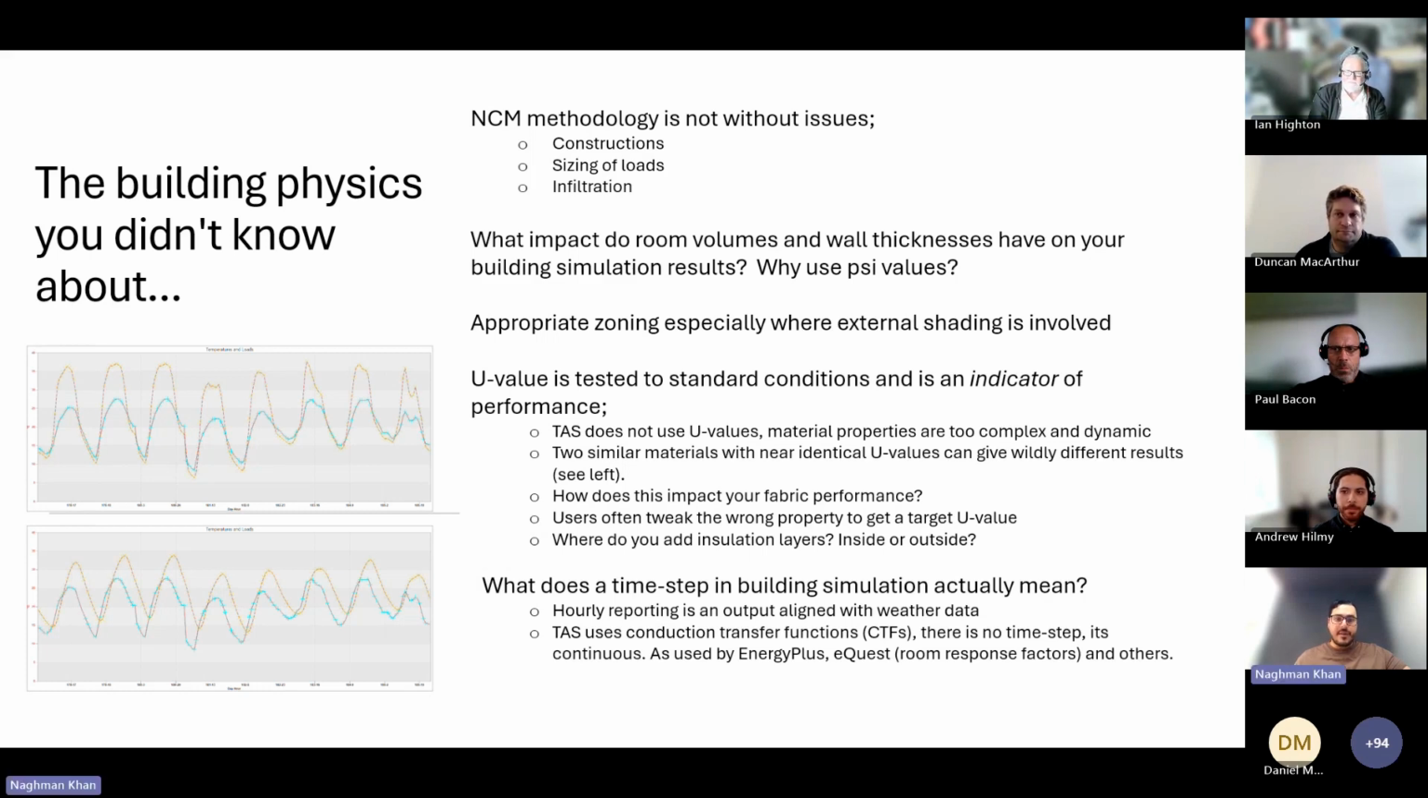And the time step point brings us nicely on to computational methods, Ian. Yes, we often get this: TAS uses an hourly time step. Well, no, we don't. We just happen to report the results hourly. We're actually doing conduction transfer functions. If you want to dig into it, it's a Laplace transform solution of the Fourier heat conduction equation, it's all out there on the internet. Effectively, it's an analytical solution.